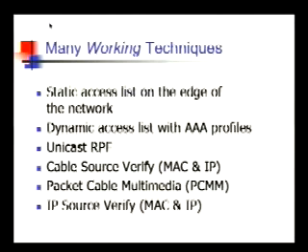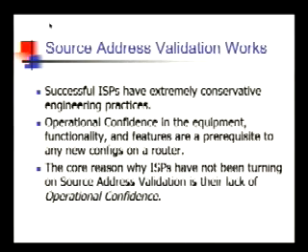There's Unicast RPF, which is a very effective anti-spoofing mechanism. On the cable side of things, there's Cable Source Verify, PacketCable Multimedia. And in the Metro Ethernet space, we also have IP source verify, as well as DHCP snooping on the Ethernet side as well. So all of the various types of access technologies have anti-spoofing mechanisms that we can implement today. They've been around for quite some time.